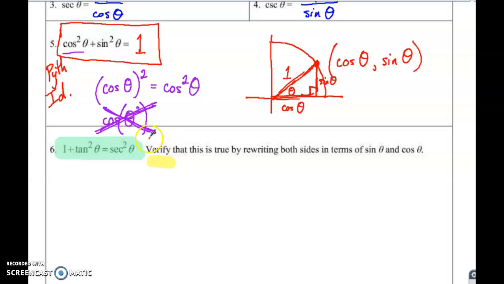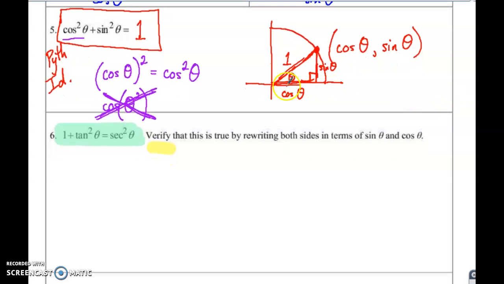It's already in your notes at any point in the future. But I do want you to know why this is true. This is another Pythagorean identity, by the way. A squared plus B squared equals C squared.